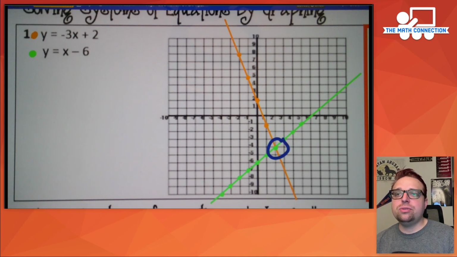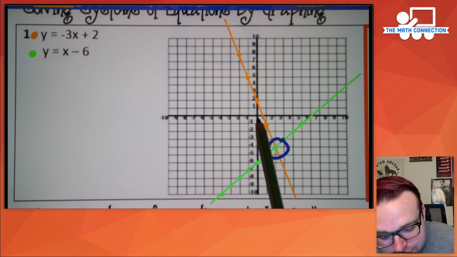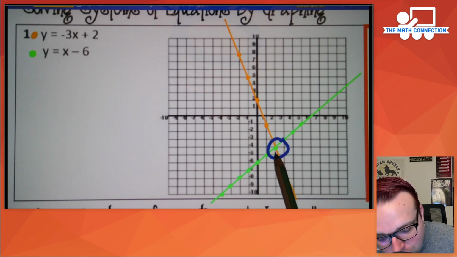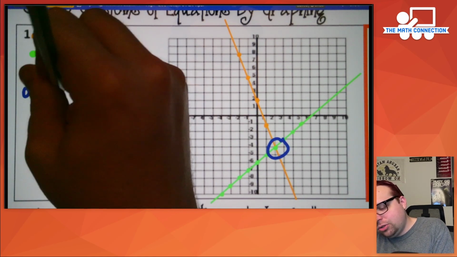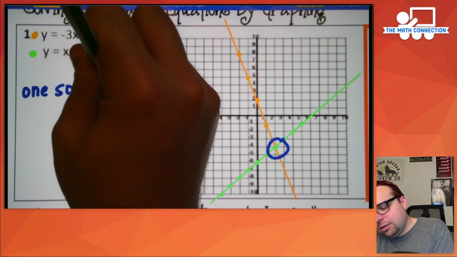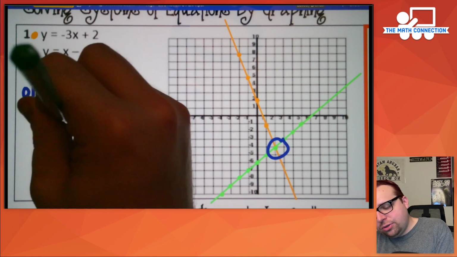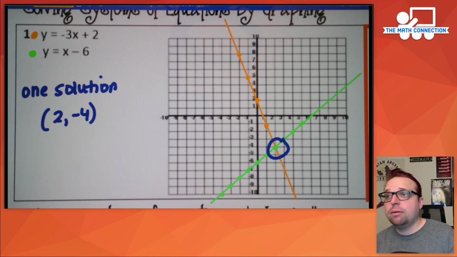That's where the two lines intersect, and the intersection here means that there's one solution. So what's the ordered pair that they intersect at? It is x is 2 and y is -4. So one solution, and it is (2, -4).